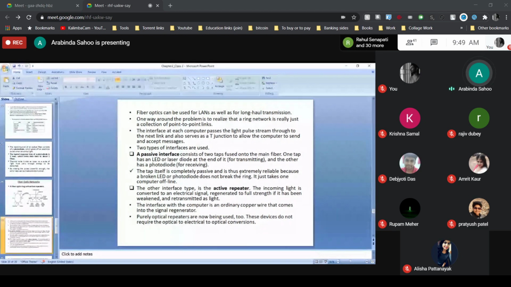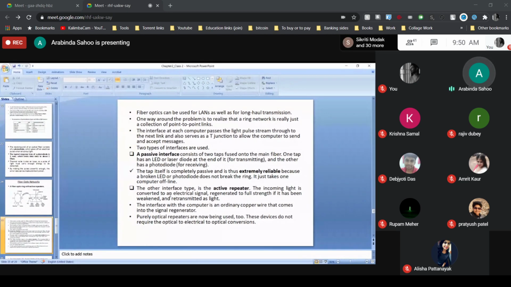That is basically this passive interface, extremely reliable, because a broken LED or photodiode does not break the ring, as we discussed. So they are simply using independent repeaters. A broken LED or photodiode just takes one computer offline.